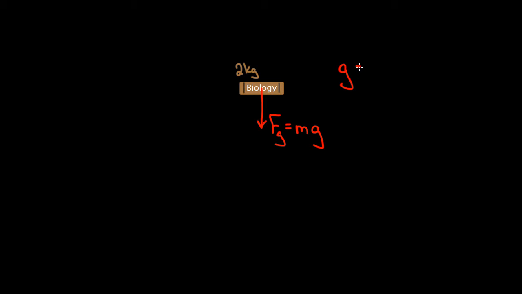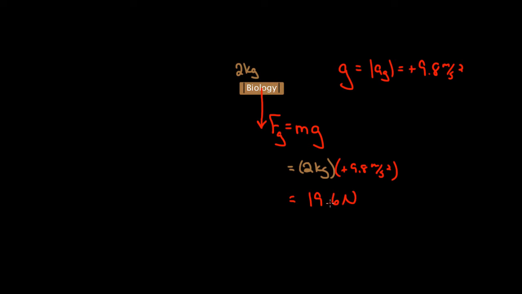The magnitude of the acceleration due to gravity near the surface of the Earth, which this biology book is probably near. I don't know why it wouldn't be near the surface of the Earth. It's just positive 9.8 meters per second squared. That's what little g is. So to find the gravitational force, really easy. It's going to be 2 kilograms, the mass of the book, times positive 9.8 meters per second squared, which gives you a gravitational force of 19.6 newtons straight down. So 19.6 is the magnitude of the force, and the direction is straight down.